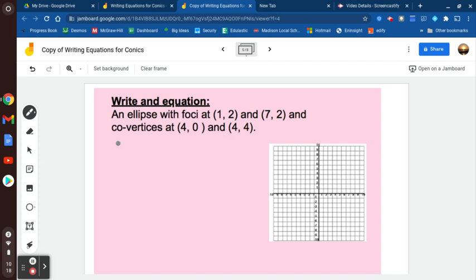So an ellipse, what I would do, you're not going to have to graph this. I just put a graph there for a reference. I would put focus, and I would write them next to each other. So I would put 1, 2 and 7, 2. And then I put CV for co-vertices. 4, 0, and 4, 4.